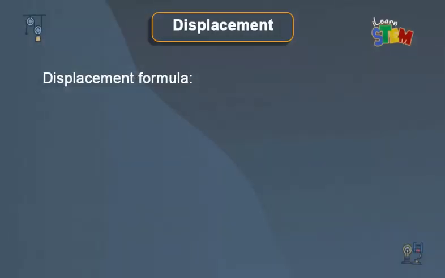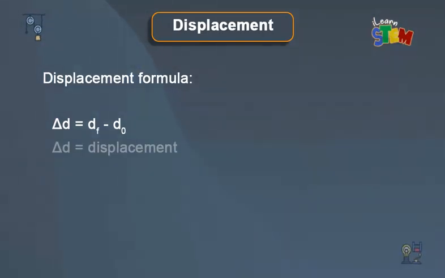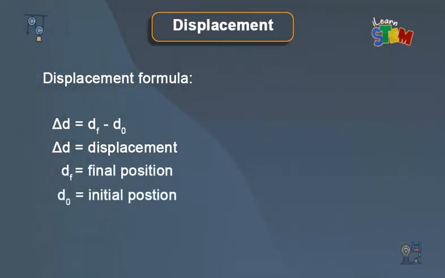The formula for finding displacement is displacement equals final position minus initial position, where delta D equals displacement, dF equals final position, D0 equals initial position. Here are some practical problems to help you understand displacement.